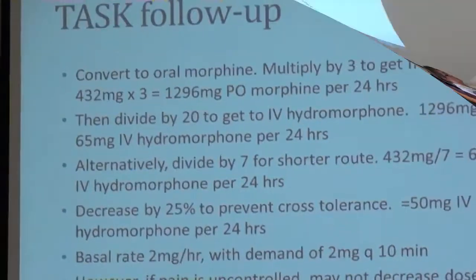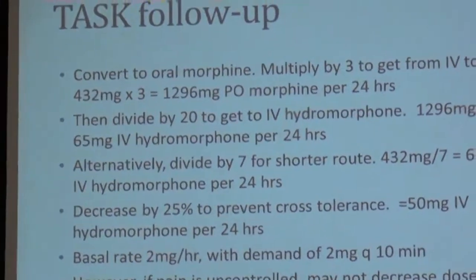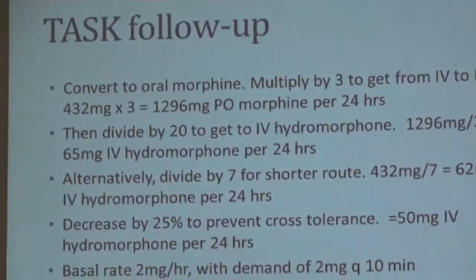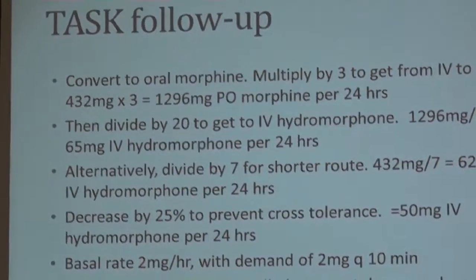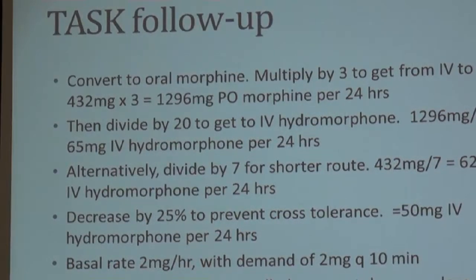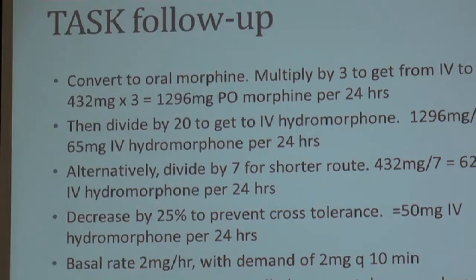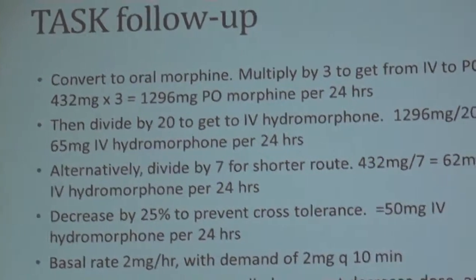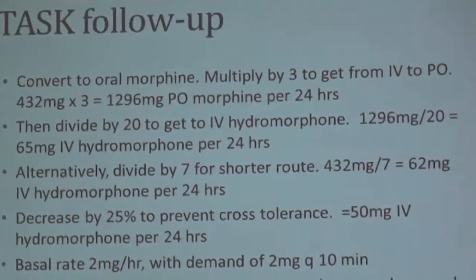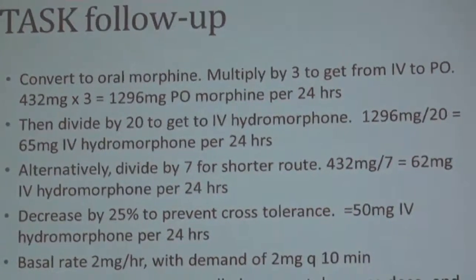So the first thing you're going to do is convert to oral morphine. Multiply by 3 to get from IV to PO. Your calculation would be 432 times 3, which is 1296 milligrams of PO morphine 24-hour equivalent. And that's the most important thing. Once you're at morphine PO equivalent, then you divide by 20 to get to the IV hydromorphone.